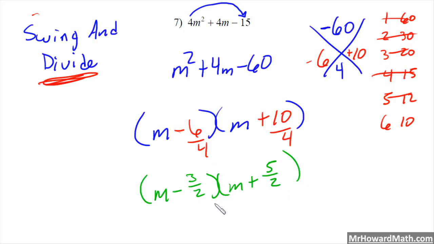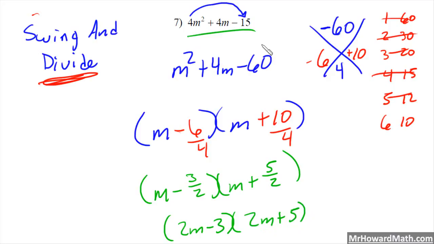Now you do the rule that we discussed before, and the 2's are going to swing up in the front. So 2m subtract 3 and 2m add 5. So fully factored, 4m squared plus 4m minus 15 factors into 2m minus 3 as a factor, and 2m plus 5 as a factor. So that's it for this video.